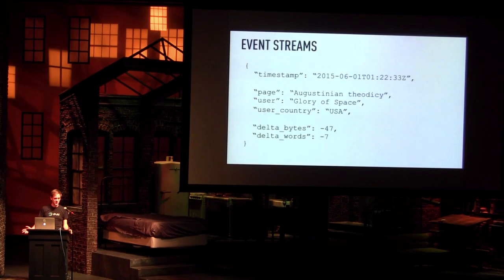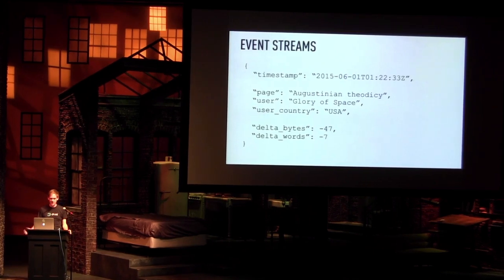So questions we might ask of this data set are, what's the average byte size in an edit? We may want to know what are the most popular pages being edited in a particular country. We may want to know who the most prolific users are. We may want to just see a distribution of users so we understand, is Wikipedia the kind of place where a small number of users dominate or where a large number of users are making most of the edits?